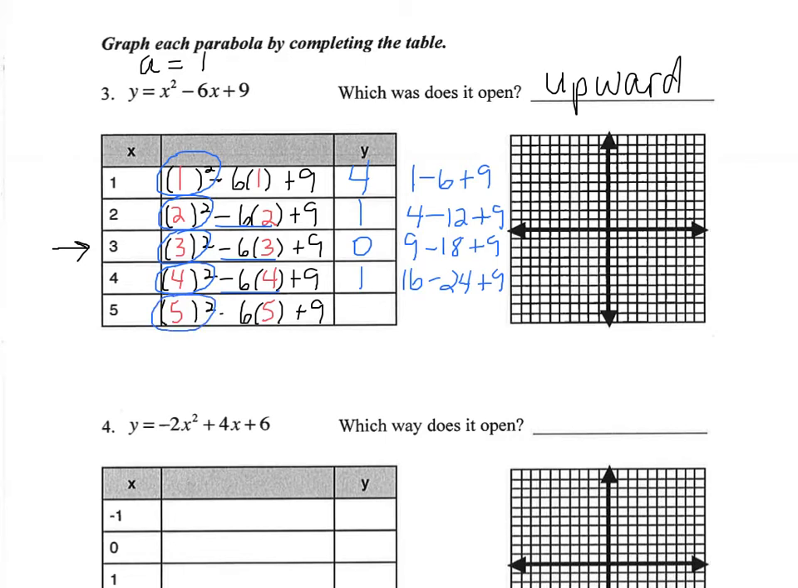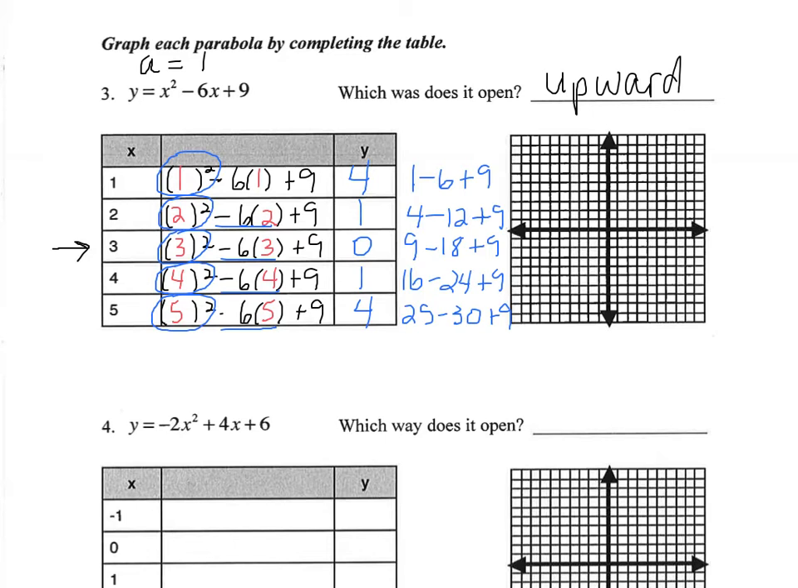5 squared I have to do first. It's 25. Negative 6 times 5 is negative 30. And then plus 9. 25 minus 30 is negative 5. Negative 5 plus 9 is positive 4. So let's take all these points. We should end up with a parabola that opens upward.